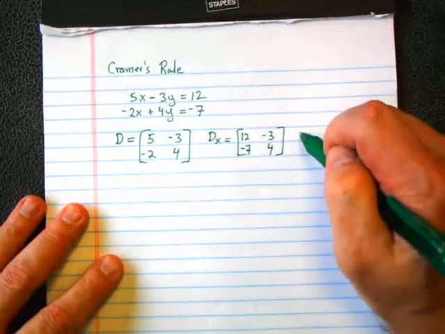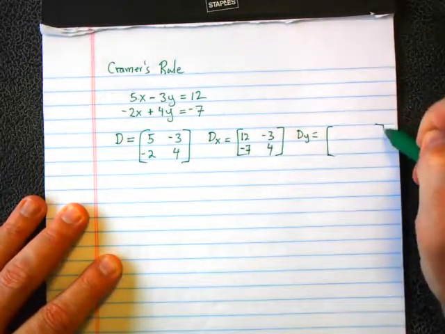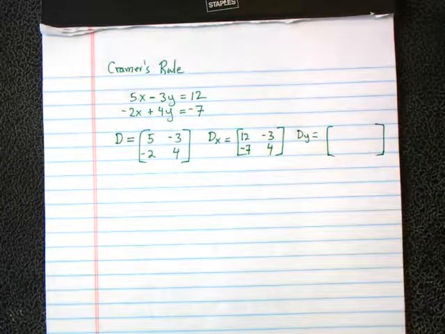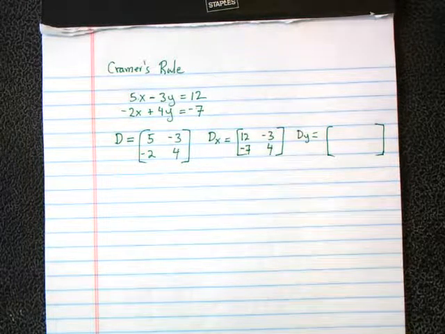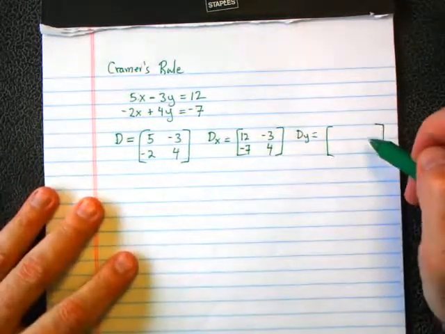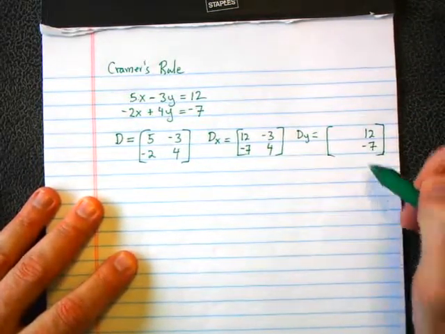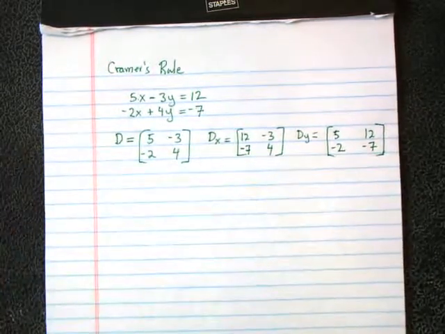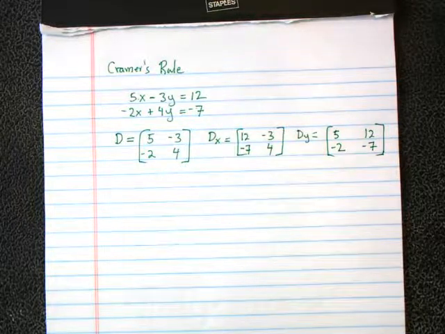And then your third matrix is dy. I bet you can guess what dy is. It's the same thing as dx, except what do you do with the 12 and the negative 7? They go into the y spot. So I put the 12 and the negative 7 over here, and then back in the x spots, the original x's, 5 and negative 2. All right, so you build those 3 matrices. Not too hard so far.